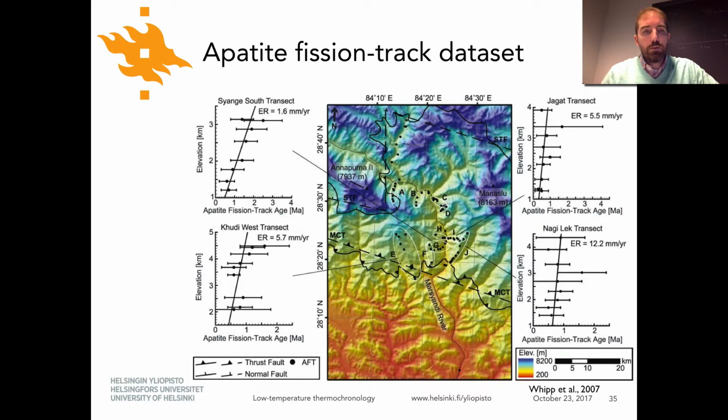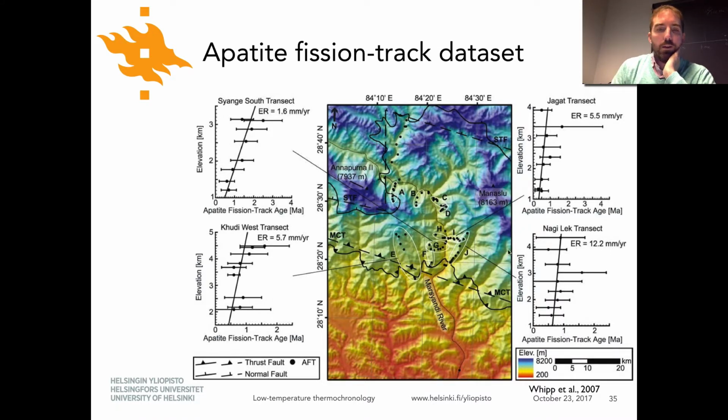There was a bunch of apatite fission-track data, and we'll learn about that stuff on Wednesday. But it was collected in a vertical transect type fashion. And here's the main river valley. You can see the different transects going up in various orientations from the river valley to try to understand the rates of rock exhumation.